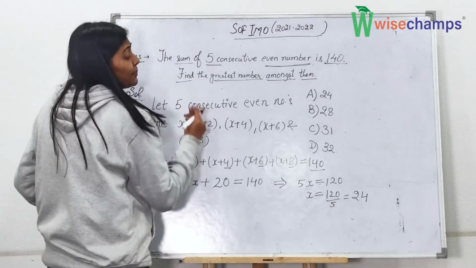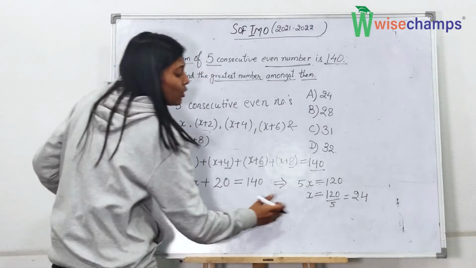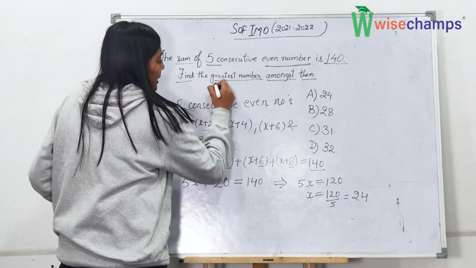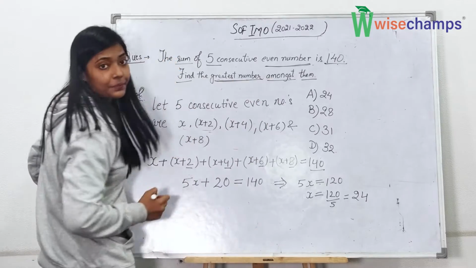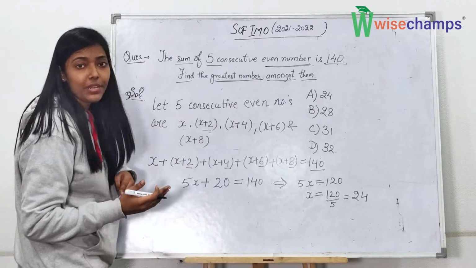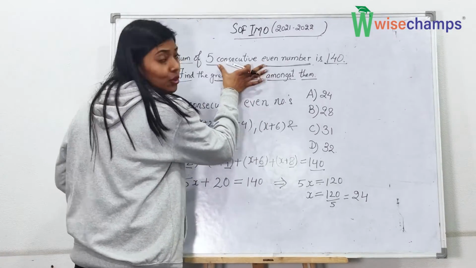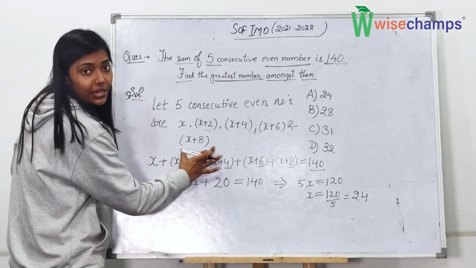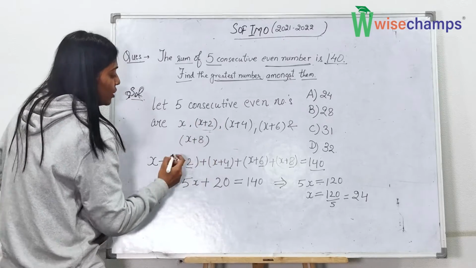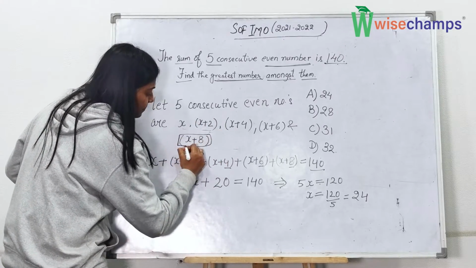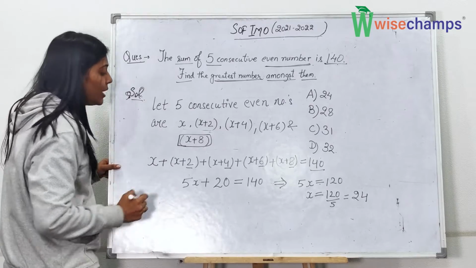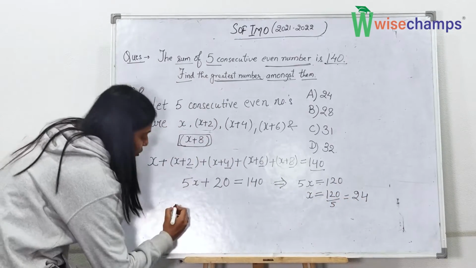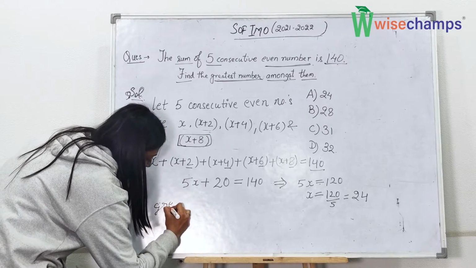Next is, आपसे question में क्या पूछा है? The value of x or something else. So here, क्या पूछ रहे हैं question में? Greatest number. Okay. So greatest number के लिए हमें जो हमने 5 consecutive even numbers let किए थे, उसमें हमें greatest पे जाना पड़ेगा, last पे. Okay. So here x plus 8 is the greatest number. Okay. So we need to put the value of x here.